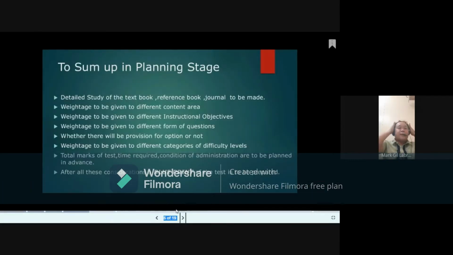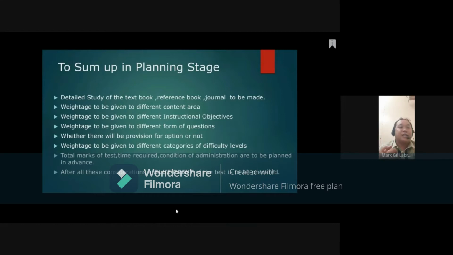Okay. To sum up, in the planning stage, first we have the detailed study of the textbook, reference book, or journal to be made. In application, in my case, since we have no books, I only rely on our handouts, the lessons posted in the LMS of our modules. Second is the weightage to be given to different content areas. So you will be going to weigh them.